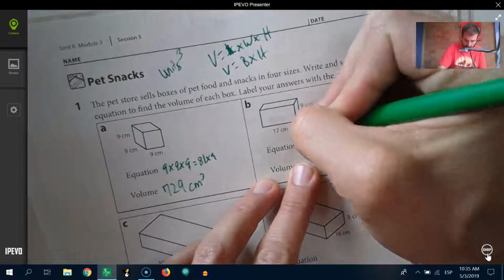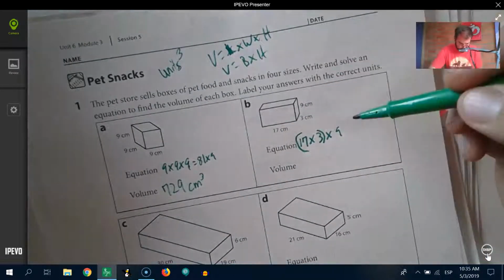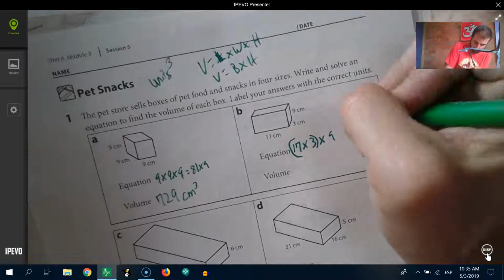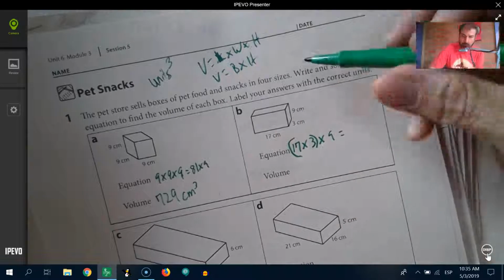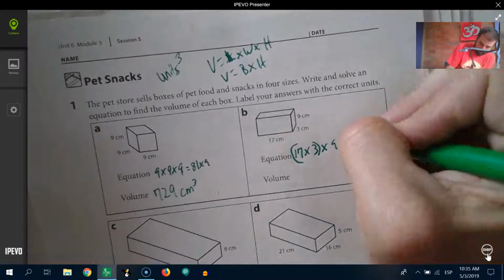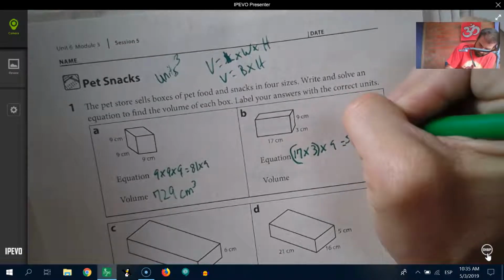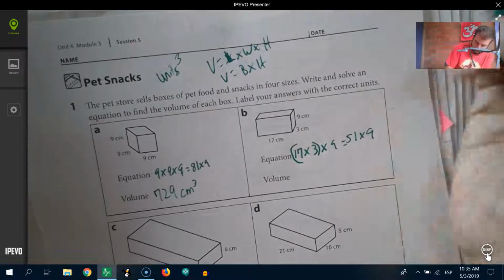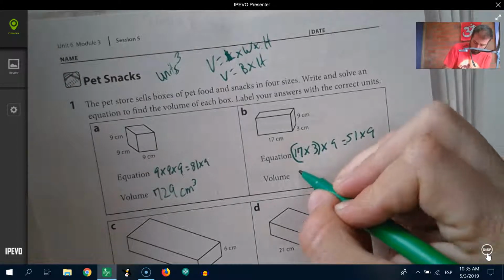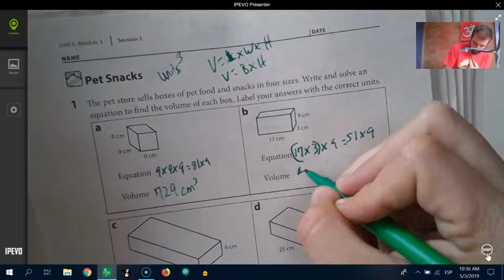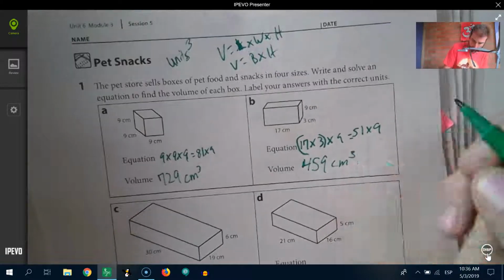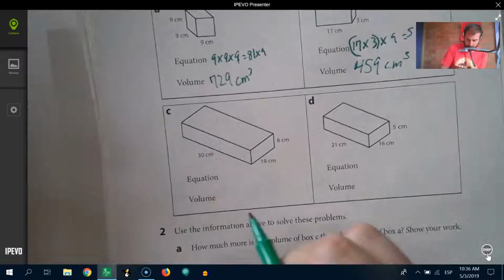We have 17 by 3 by 9. So again, this would be written as base times height. I guess we could do it that way. So 3 times 17. 3 times 10 is 30. 3 times 7 is 21. 30 plus 21 is 51 times 9. So 9 times 50 is 450, and then 9 times 1 is 9. 459 centimeters cubed. It was centimeters. Okay, good. They're all centimeters.